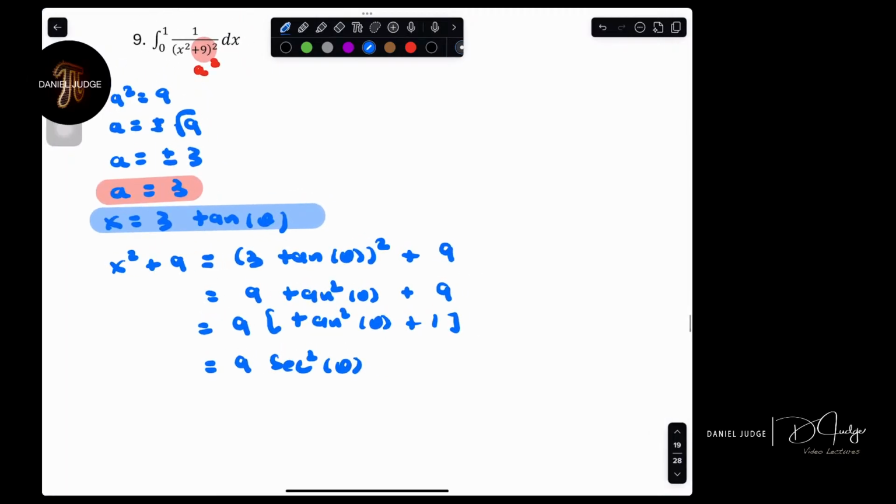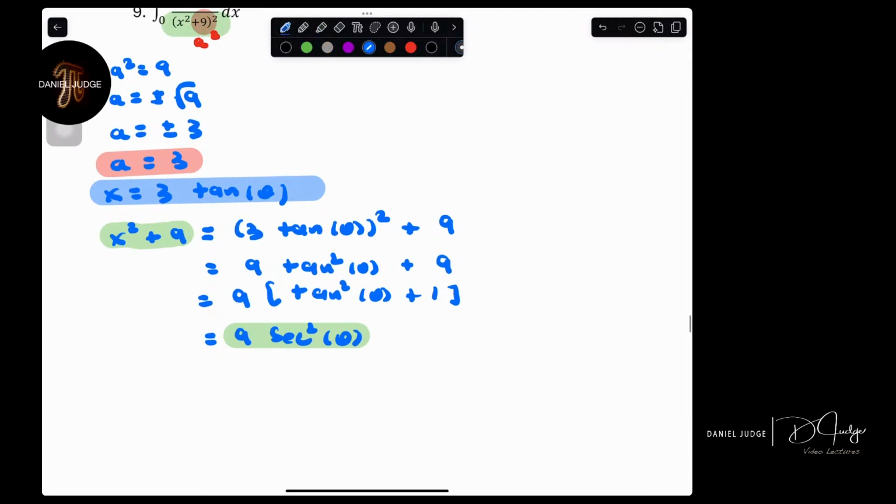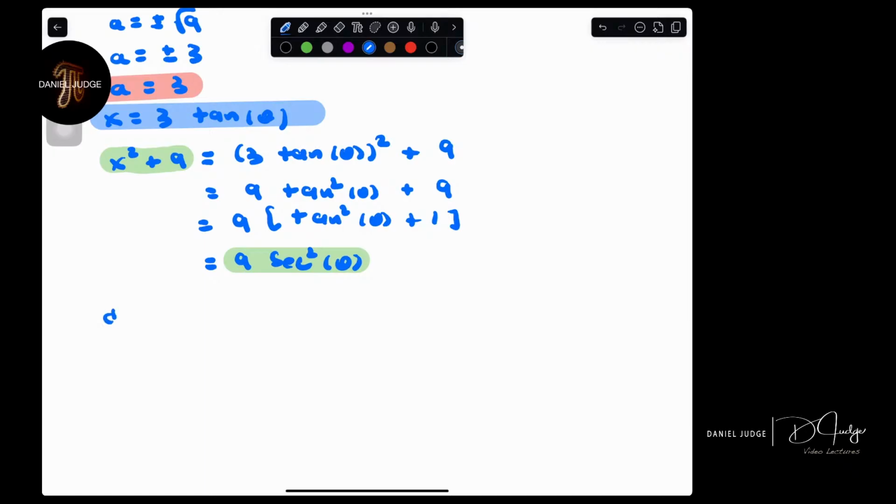So this is going to go in your denominator position down here. Okay, so x squared now plus 9 is 9 secant squared theta down here. The dx part, since x is 3 tangent theta, the derivative of tangent is secant squared theta. So we get this dx for our trig substitution.